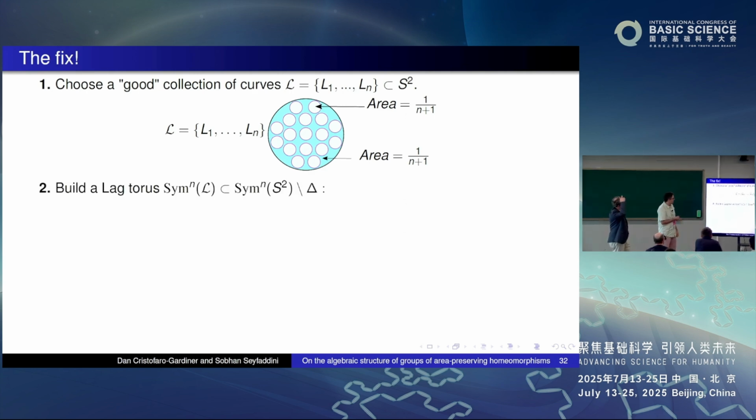Now, you could build a Lagrangian torus from this. What you could do is take the product of these Lagrangian circles. That gives you a Lagrangian torus inside S² to the power n. Now that Lagrangian torus has trivial Floer homology. But it's in a product of spheres, and you have the action of the symmetric group on this, so you could quotient out by the symmetric group. This induces for you a Lagrangian torus in the n-fold symmetric product of the sphere, and it sits outside the diagonal.